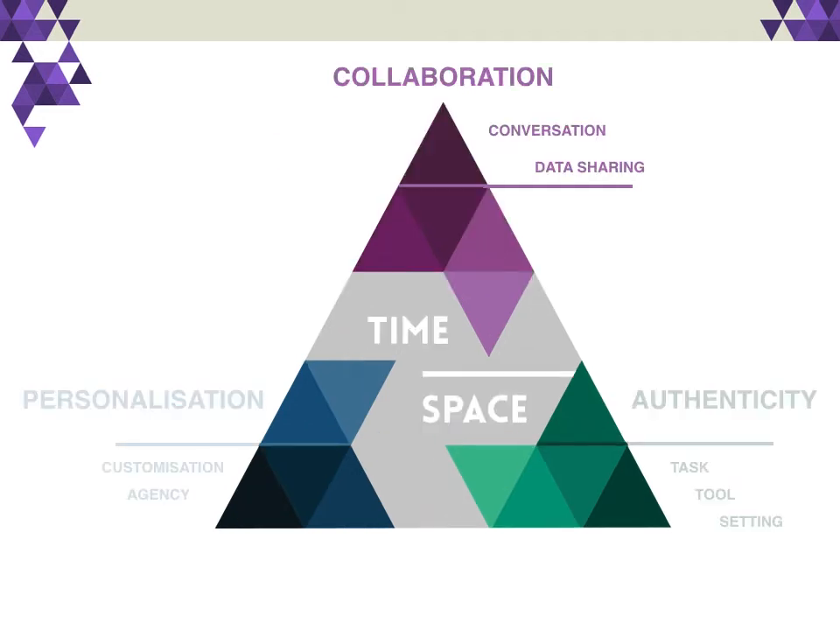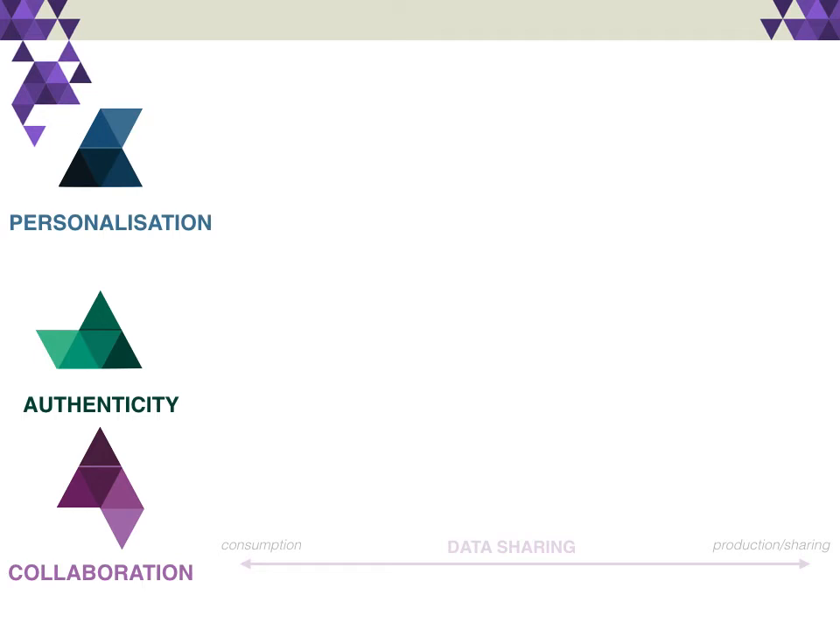This screencast features the second subconstruct of the collaboration construct, which is conversation. And if we go back to our original diagram, we can see here the three main constructs along with one of the subconstructs from collaboration, which we looked at in a previous screencast, and that was data sharing. The second subconstruct from collaboration is called conversation.